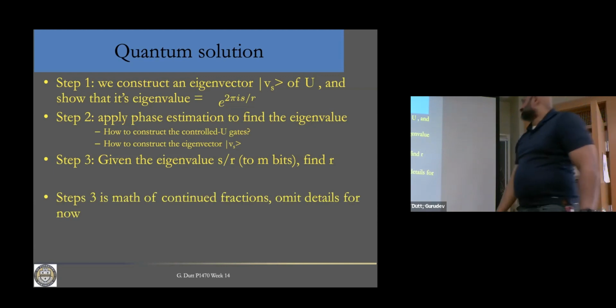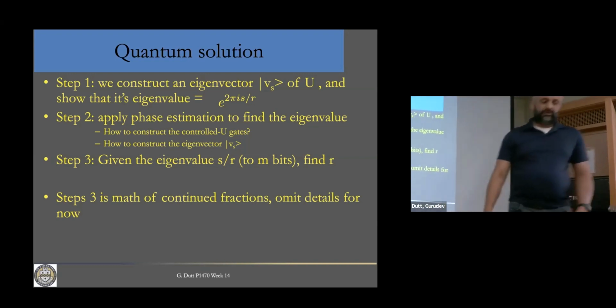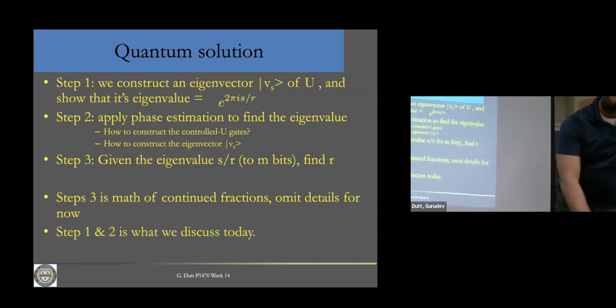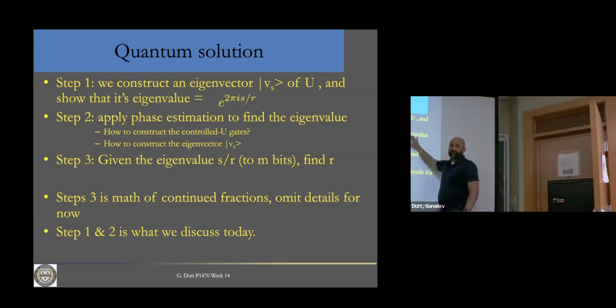Step 3 is the math of continued fractions. There are efficient classical algorithms to do this. I'm going to skip this step for now, because that's the math of continued fractions. Steps 1 and 2 are what I'm going to discuss today. We'll go into more detail, but I'm out of time.